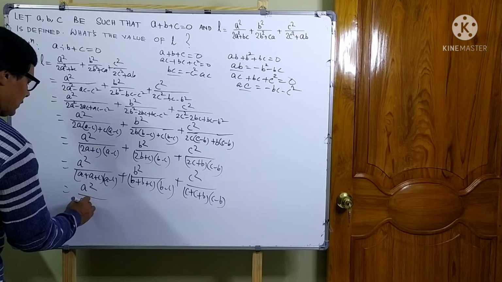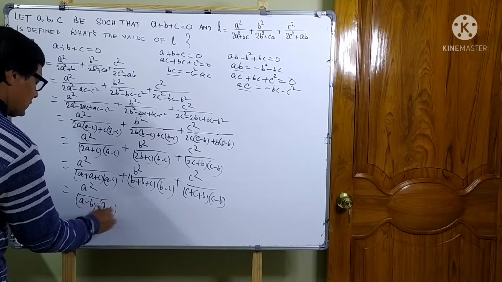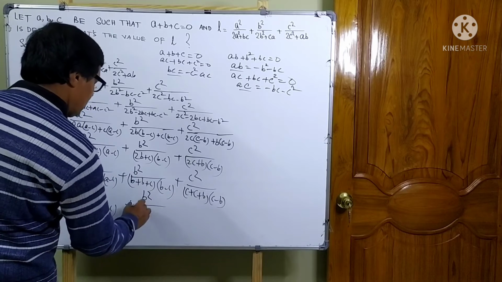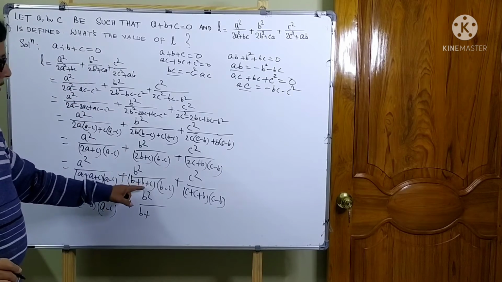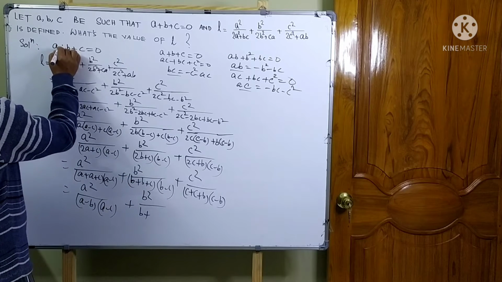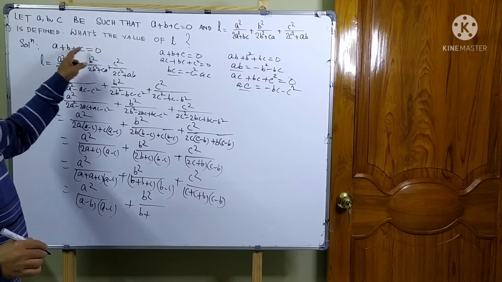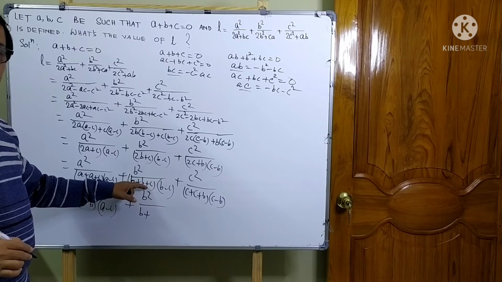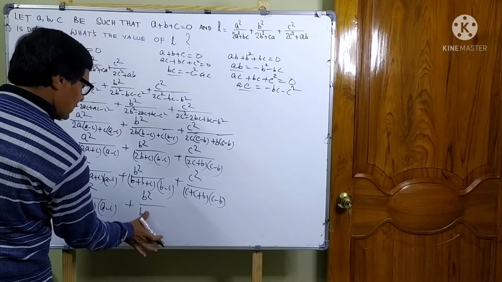So a minus b, a minus c. We can also write minus a in place of b + c, because a + b + c is equal to 0, so b + c is equal to minus a. So we can write minus a in place of b + c from this relation, that is b minus a.